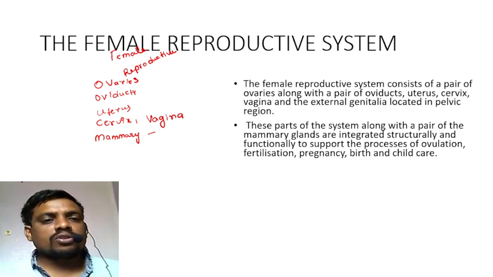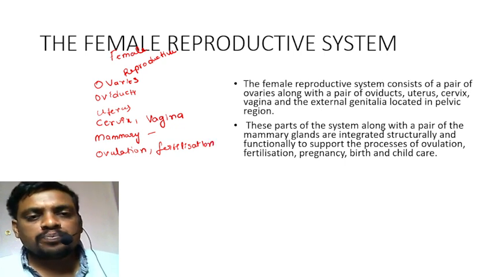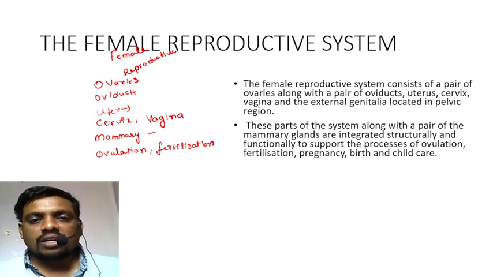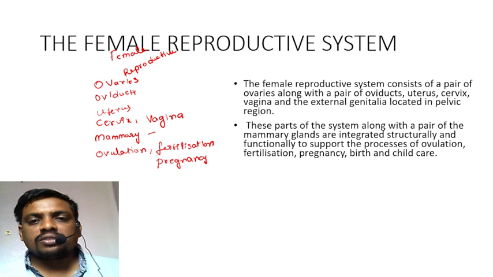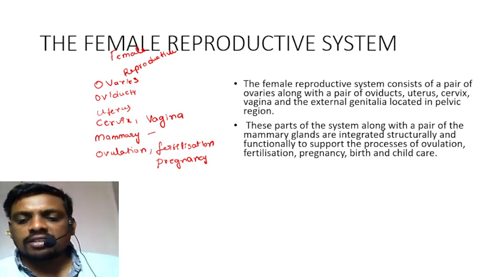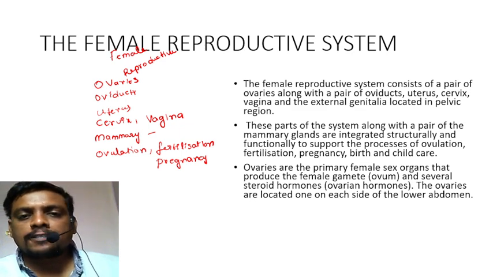Optimally to support the process of ovulation. And in fact, after ovulation, during the maturation period, fertilization will happen, and it leads to carrying a baby in the form of a pregnancy. Birth and child care is another function that is supported by the mammary glands.